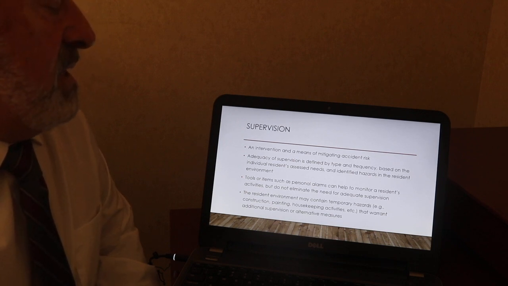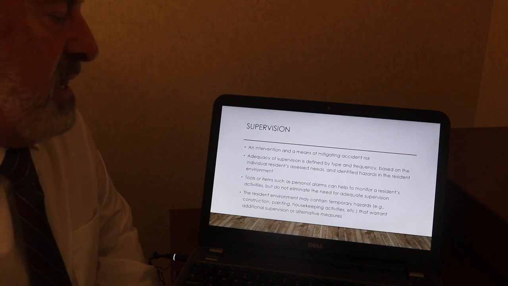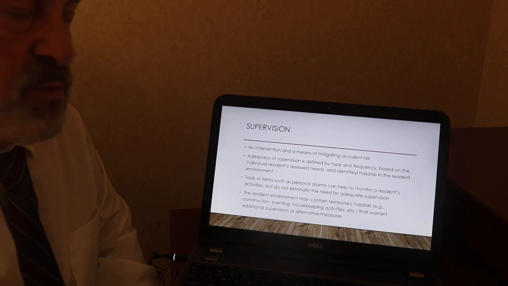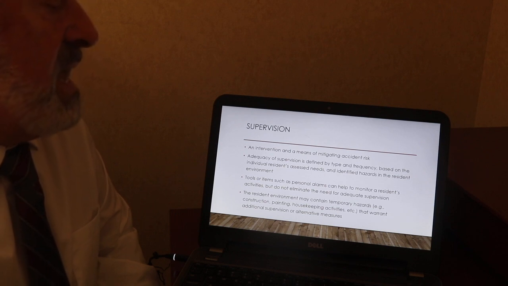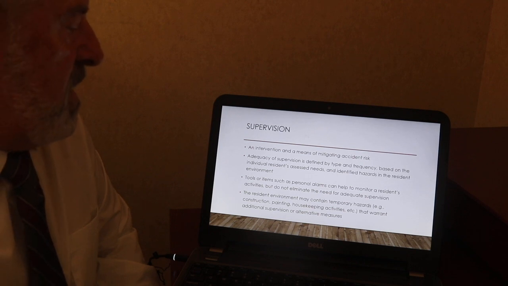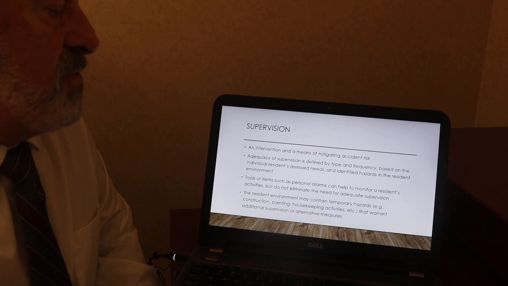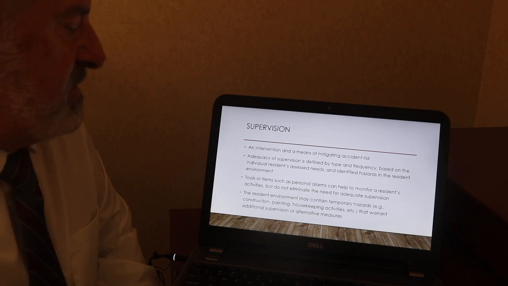An intervention is a means of mitigating accident and risk. Adequacy is also defined by the type and frequency of supervision based on the individual resident's assessed needs and identified hazards in the resident's environment. Tools or items such as personal alarms can help to monitor a resident's activities, but do not eliminate the need for adequate supervision.